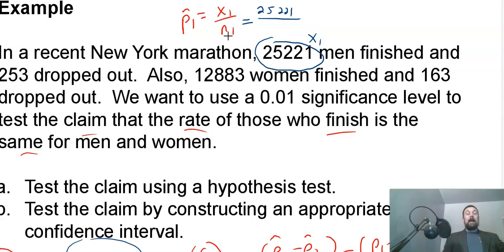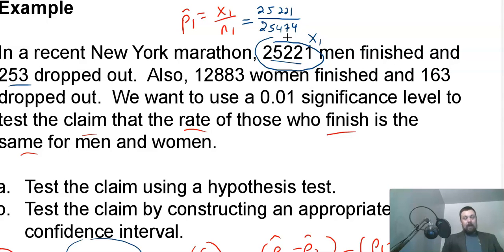Out of how many men actually entered the race, it was this 25,221 plus this, the number that dropped out. You want to add those together. And so we have 25,221 plus 253. And this problem's just made all the worse because these numbers are just such big numbers.